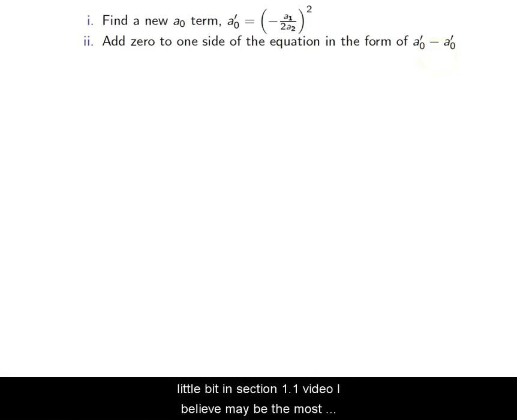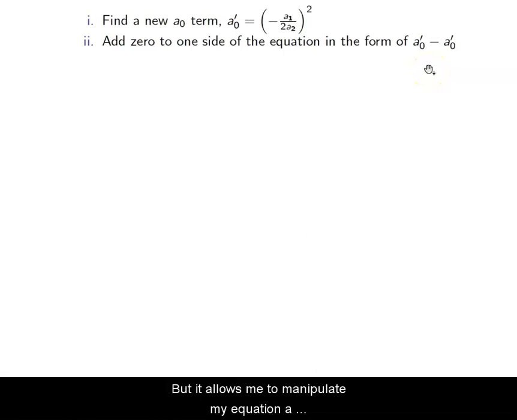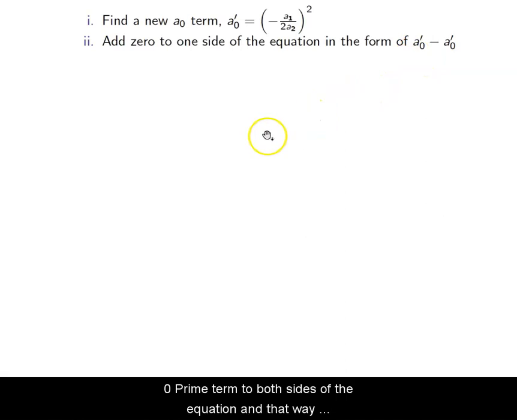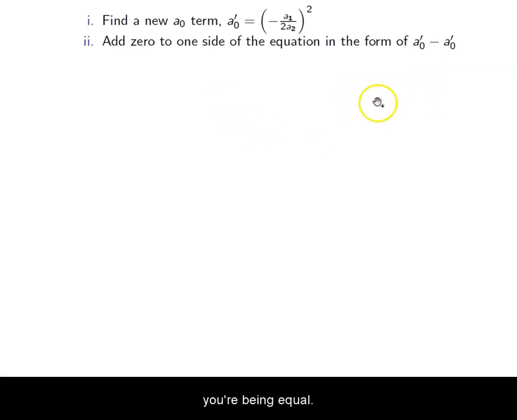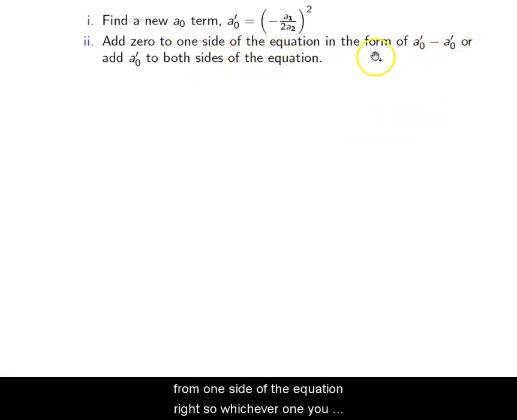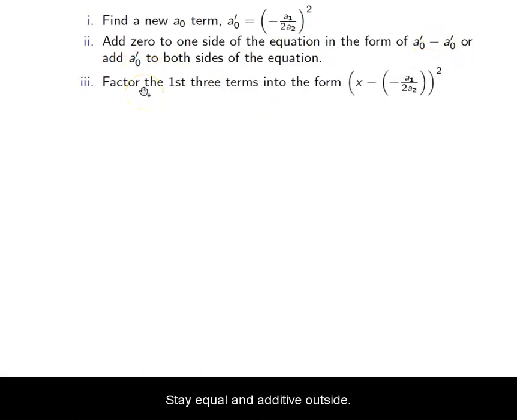I talked about this a little bit in the section 1.1 video, I believe, maybe the 1.2, I don't remember. But it allows me to manipulate my equation a little bit by adding this and subtracting it right away and being able to play with it. Okay. Some students have learned not to add and subtract it right away. Some students learn to add this a0 prime term to both sides of the equation, and that way you're staying equal. It's really the same thing as adding it and taking it away from one side of the equation, right? So whichever one you prefer is fine, right? So either you add it and subtract it right away, or you add it to both sides of the equation, staying equal. Okay? So either add 0 or stay equal and add it to both sides.